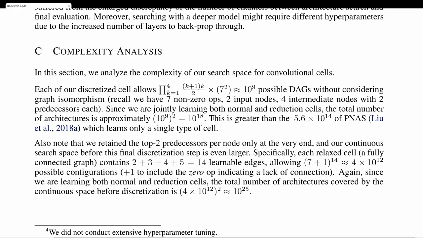This is greater than 5.6 times 10 to the 14 of PNAS, which learns only a single type of cell. Also note that we retain the top two predecessors per node only at the very end, and our continuous search space before this final discretization step is even larger. Specifically, each relaxed cell, a fully connected graph, contains 2 plus 3 plus 4 plus 5 equals 14 learnable edges, allowing (7+1) to the 14, which is 4 times 10 to the 12 possible configurations, plus 1 to include the zero op indicating a lack of connection. Again, since we are learning both normal and reduction cells, the total number of architectures covered by the continuous space before discretization is (4 times 10 to the 12) squared, about 10 to the 25.